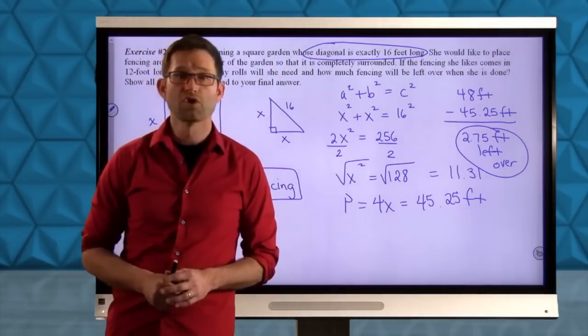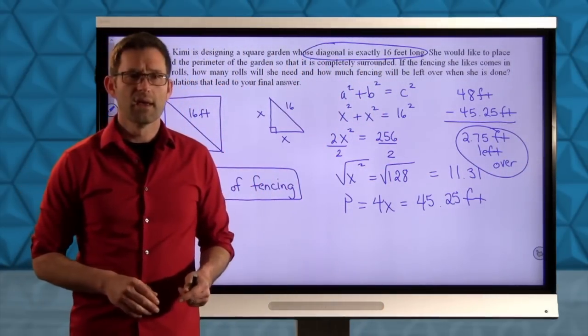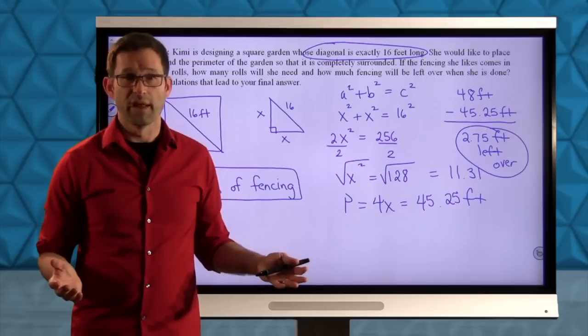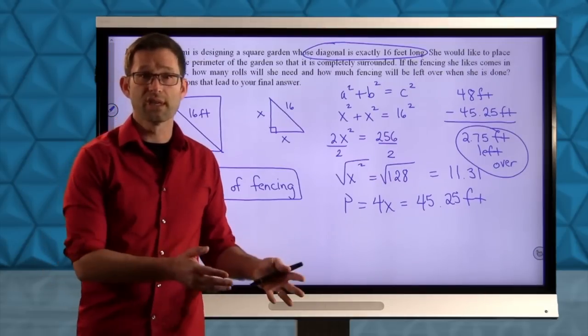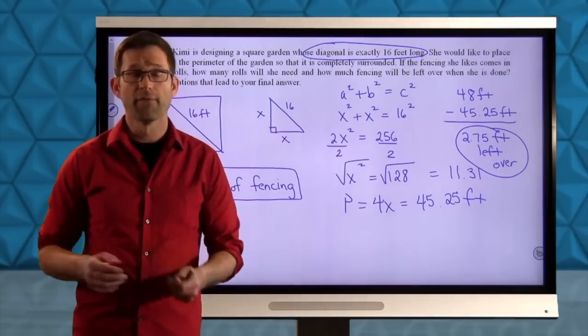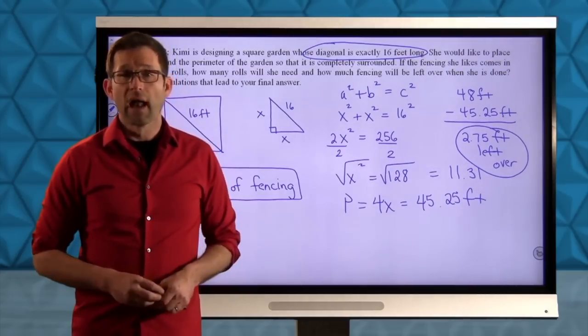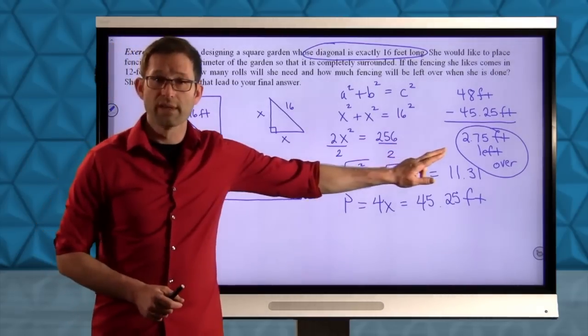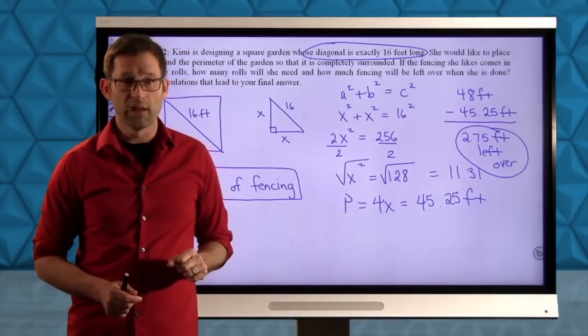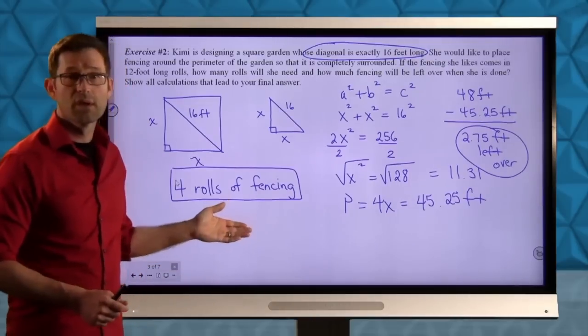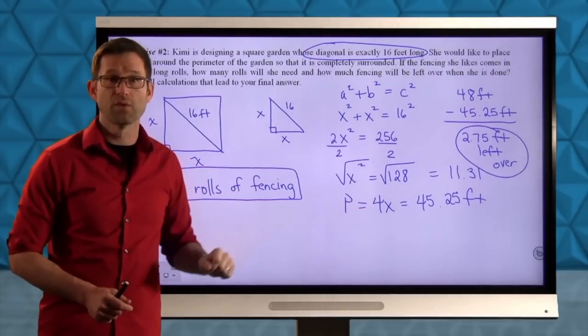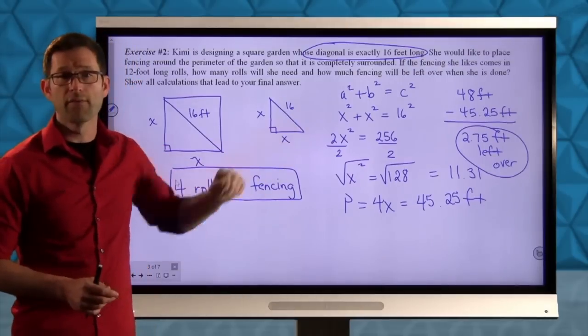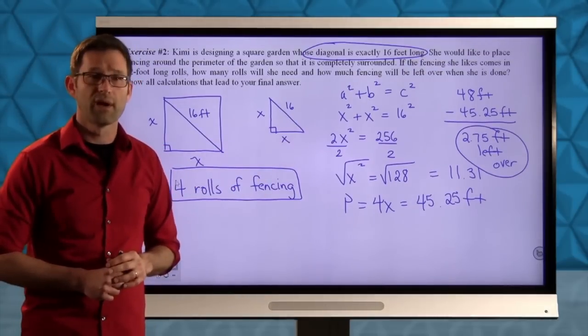Not too bad. It would have been a shame had we needed, let's say, 37 feet of fencing, right? And then we could have gotten 36 feet with 3 rolls, but we would have had to buy 4 rolls, and then we would have had a lot of waste. Here, we're just wasting 2.75 feet of fencing, right? We need the 4 rolls to get us above that 45.25. That gets us the 48 feet of fencing, and then we have 2.75 left over.